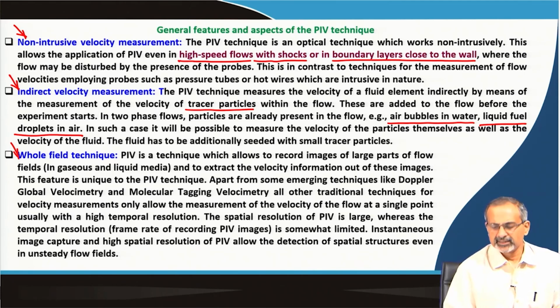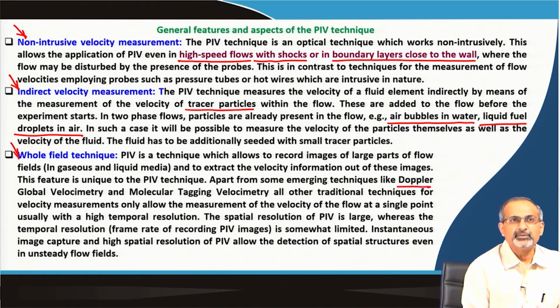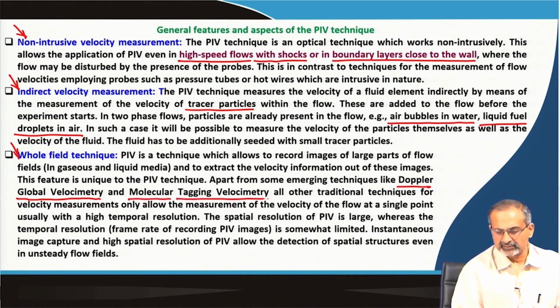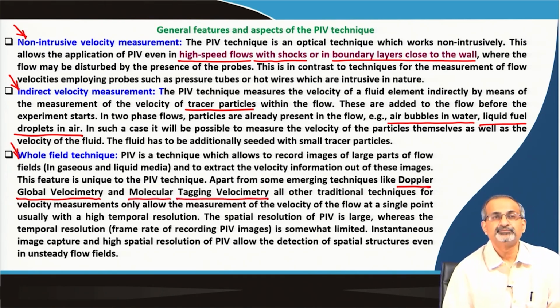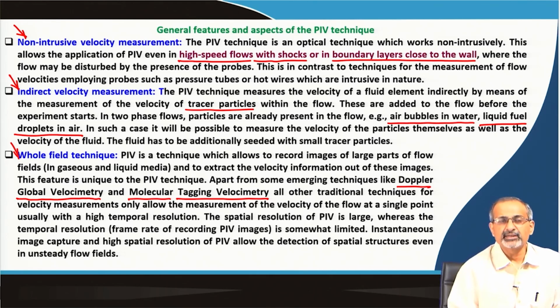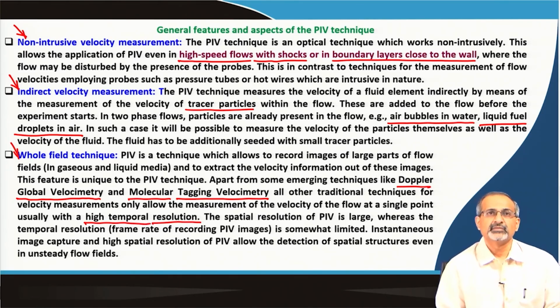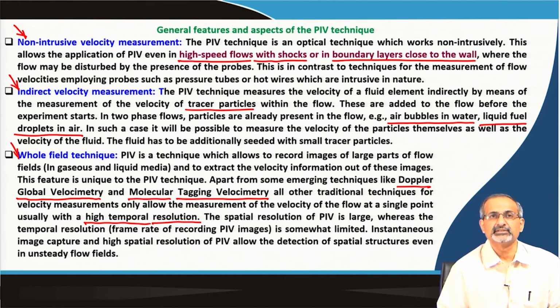Apart from PIV, there are certain few emerging techniques like Doppler global velocimetry and molecular tagging velocimetry. Only they have the capability of whole field measurements, but other than them, most of the traditional techniques of velocity measurements are basically based on point wise measurements. One good thing is that for single point based measurements, there is very high temporal resolution. That means in the time space, you can have the data acquired at extremely high frequencies.